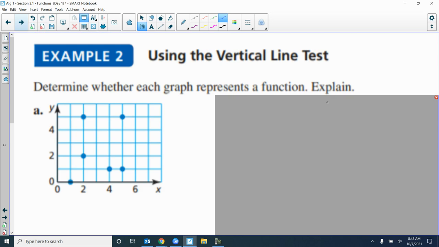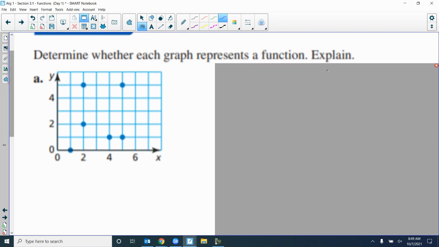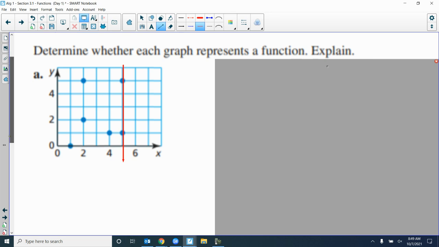All right, flip it over. You just got a bunch of dots there at the top. All right, function or not? Gavin, what do you think? Not a function, because right here I can draw this vertical line, and it hits 2 dots. So not a function.